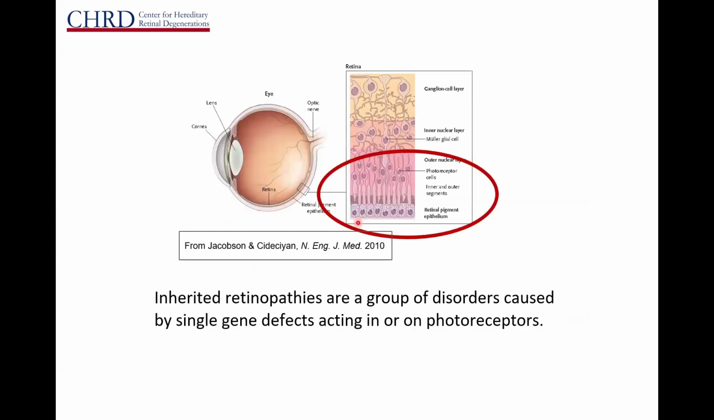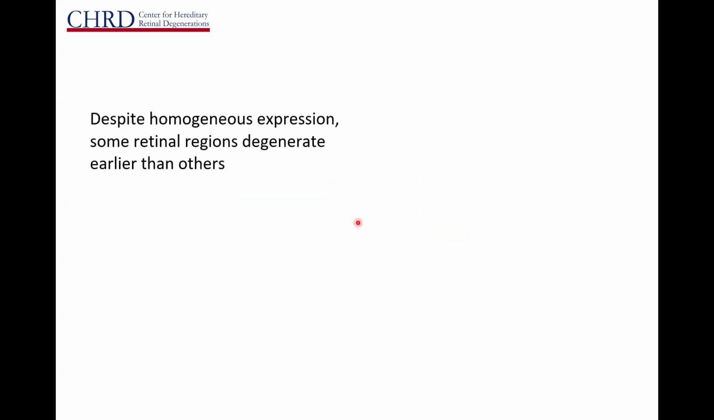And as I'm getting going in the inherited retinal diseases section, I thought I'll start with a definition. In my mind, inherited retinopathies are a group of disorders caused by single gene defects acting in or on photoreceptors or in or on RPE cells.